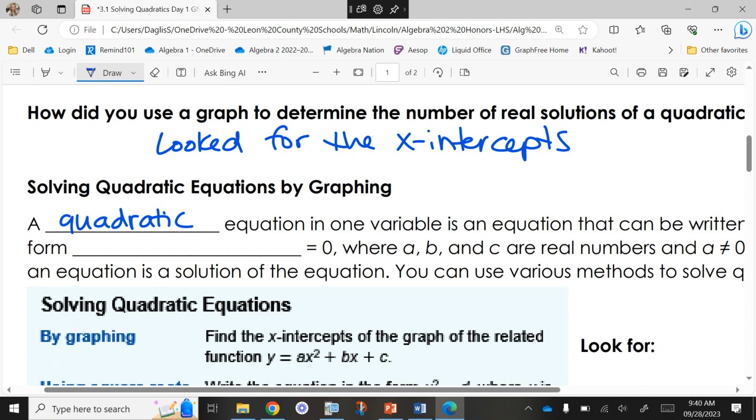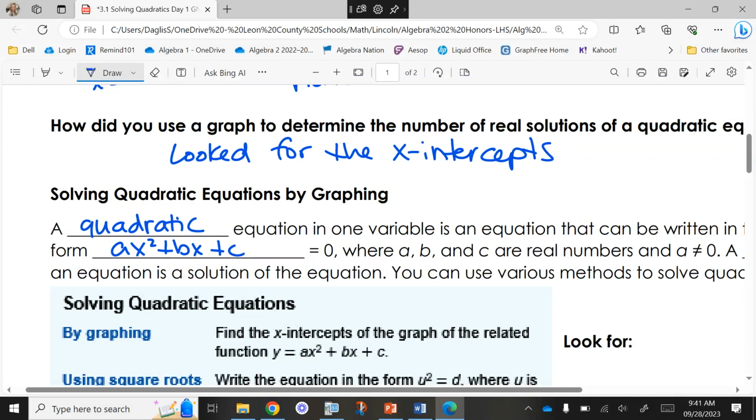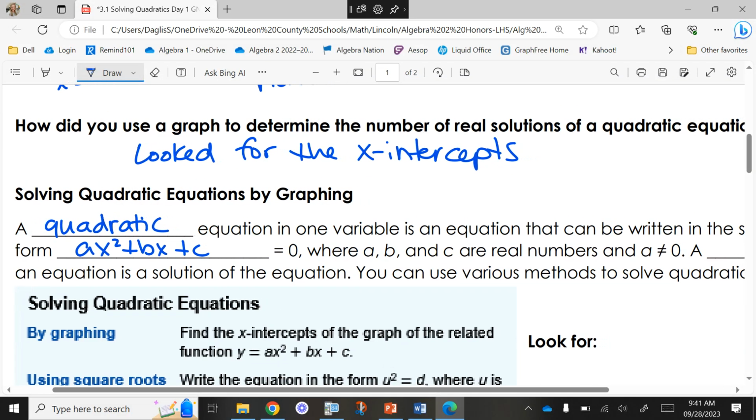in one variable is an equation that can be written in the standard form. Ooh, what standard form? Who remembers? There you go. ax squared plus bx plus c equals 0, where a, b, and c are real numbers and a cannot equal 0.